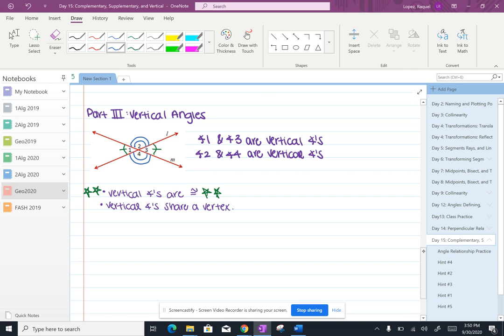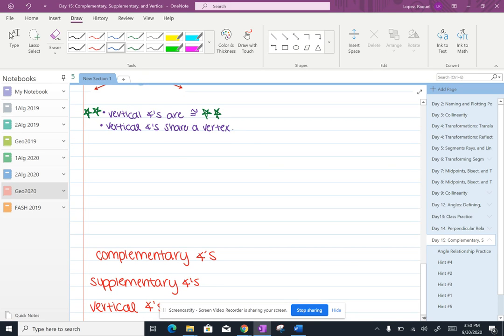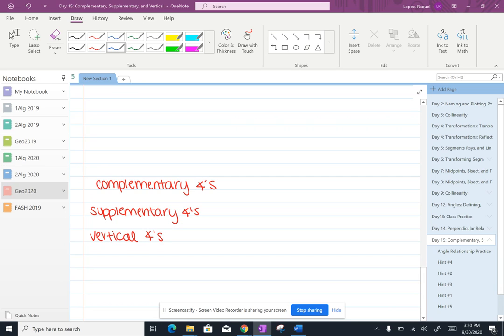Awesome. So let's summarize all of the main ideas in this video. Complementary angles sum to 90 degrees. Supplementary angles sum to 180 degrees. And vertical angles are congruent. That's what that symbol means. Congruent. And remember, congruent means having equal value. Vertical angles are congruent, and they share a vertex.